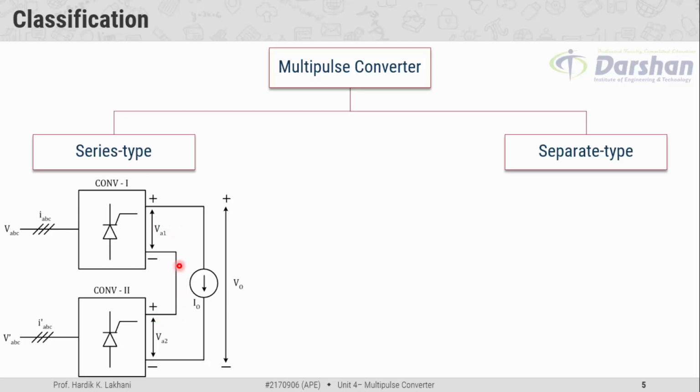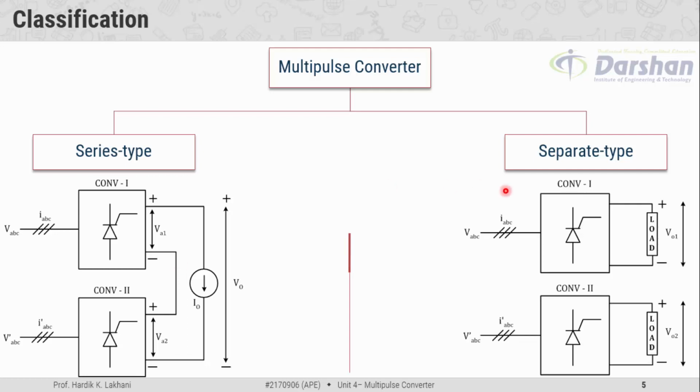What about the separate type rectifier? In the separate type rectifier, there is no connection between converter 1 and converter 2 on their DC side. You can see that converter 1 drives a separate load and converter 2 also drives a separate load. So multiple DC loads can be driven by this separate type multipulse converter concept. Whether it is the series type or the separate type multipulse converter, both converter 1 and converter 2 are 3-phase rectifiers.